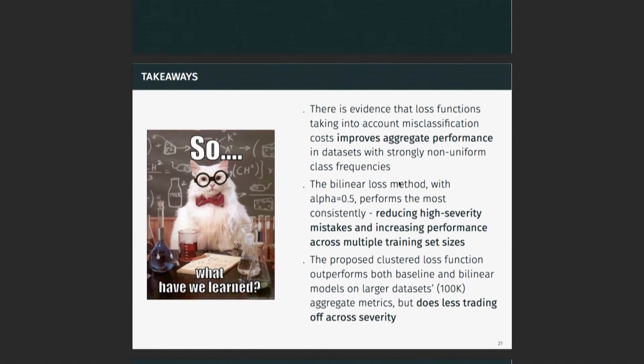What I took from this overall project was that there is evidence that using loss functions that take into account misclassification costs can not just shift errors to places we might prefer them to happen, but in some cases can also actually improve aggregate performance. In terms of shifting errors to low severity regions, we found that the bilinear loss method currently in the literature does the best job at that. But there does seem to be some possible information injecting effect of both, including the clustered loss function at these high data set sizes.